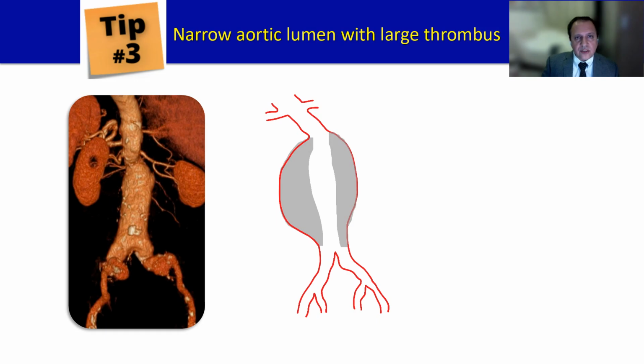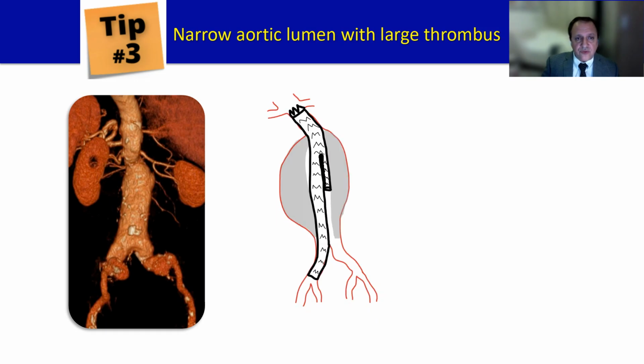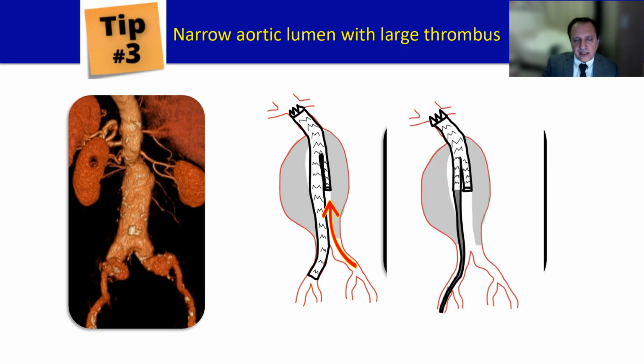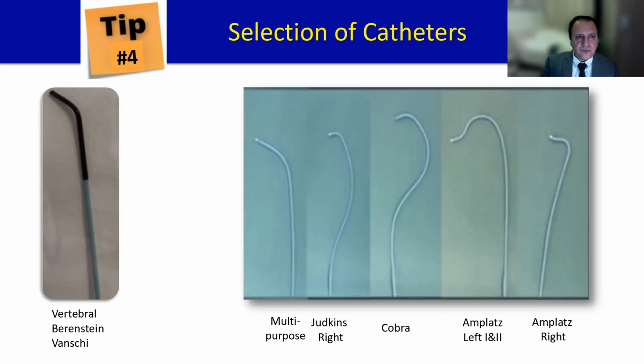If you have a narrow aorta with a large thrombus, and you deploy the ipsilateral limb completely, then the contralateral limb will be trapped and collapse. It will be very difficult to cannulate. So in this scenario, we just deployed the ipsilateral halfway and left a space for the contralateral limb to expand, and then it becomes very easy to cannulate.